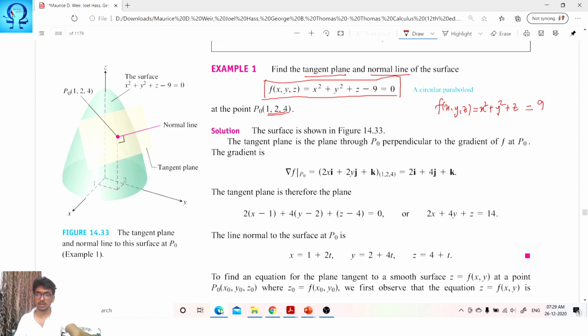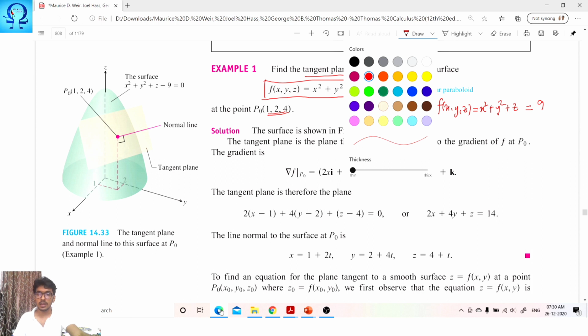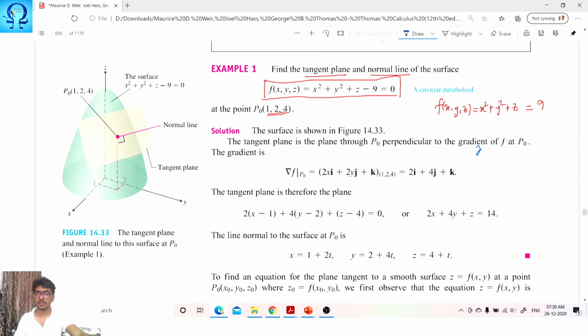In order to identify your gradient vector, first what should you do? We'll have to identify the del f upon del x, that is 2x, del f upon del y is 2y, and del f upon del z is 1. If you evaluate your gradient vector at the point (1, 2, 4), you are going to get 2 here, x is 2 and y is 2, therefore you are going to get this quantity to be 4 and this is 1.